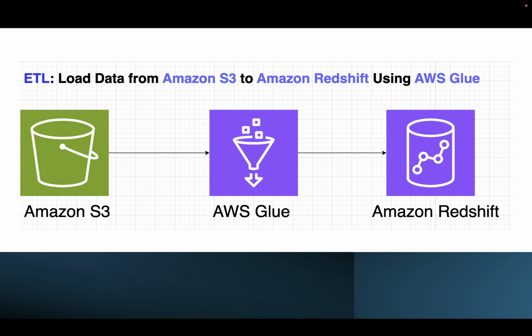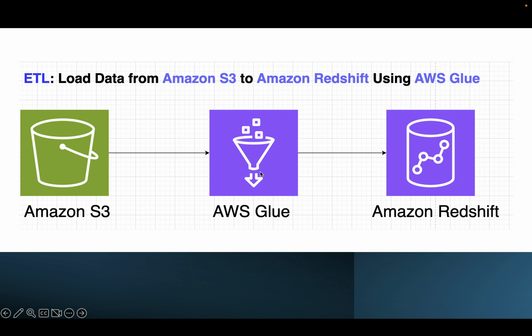Okay, so like I mentioned, in today's video, we will be going through the end-to-end process of loading data from Amazon S3 to Amazon Redshift using AWS Glue. So this is how our architecture will be looking like, and we will have data stored in AWS S3, or Amazon Simple Storage Service, or S3 if you like.